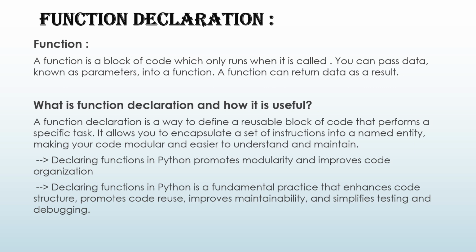What is a function declaration and how is it used? A function declaration is a way to define a reusable block of code that performs a specific task. It allows you to encapsulate a set of instructions into a named entity, making your code modular and easier to understand and maintain. Declaring functions in Python promotes modularity and improves code organization. It is a fundamental practice that enhances code structure, promotes code reuse, improves maintainability, and simplifies testing and debugging.